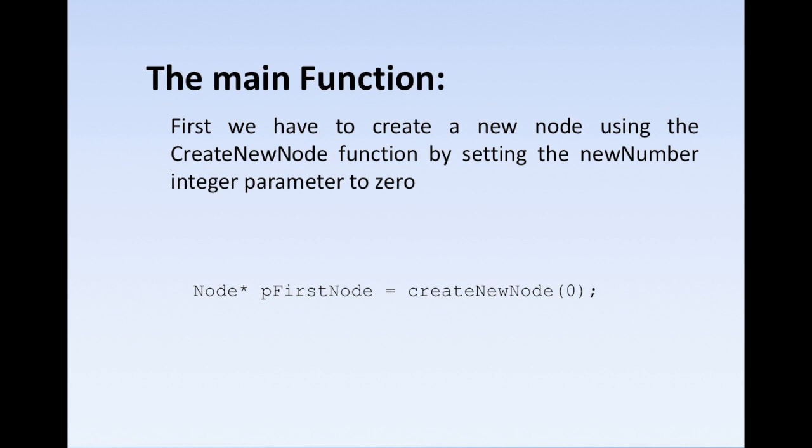And now this is a main function that I want you to write down in order to try all the functions that we introduced in this lecture. So first we have to create a new node using the create a new node function, and give it 0. This is going to be the number of elements in your linked list, which is 0, and this is a pointer to the first node.